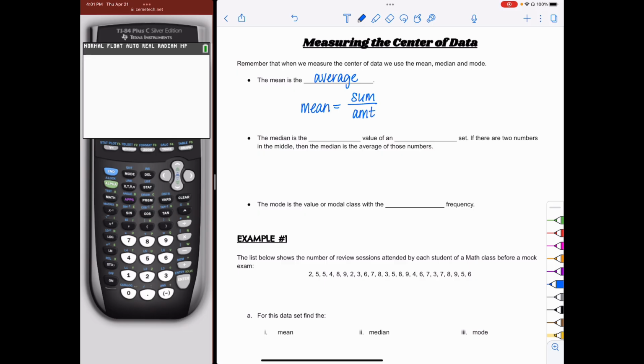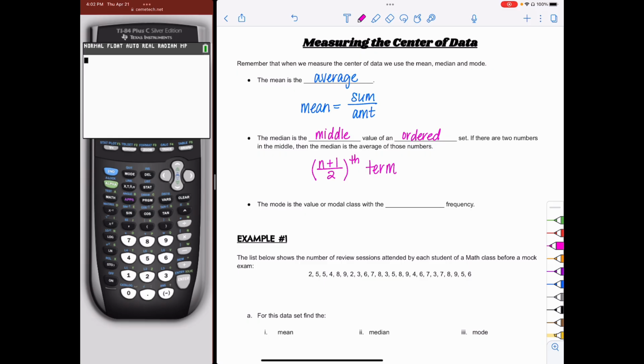Next, we have the median. You need to remember that the median is the middle of an ordered data set. That means your numbers need to be in order, either from least to greatest or from greatest to least. If there happen to be two numbers in the middle, then the median is the average of those two numbers. In order to determine your median, all you have to do is find the (n plus 1) divided by 2, and that is going to be the nth term.